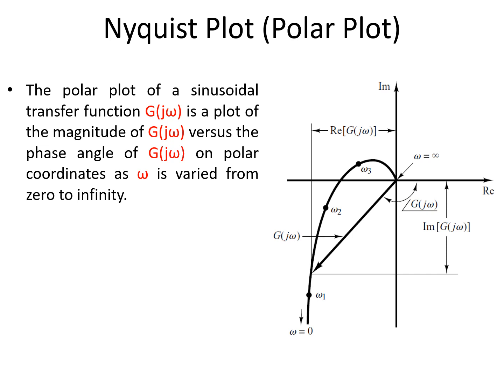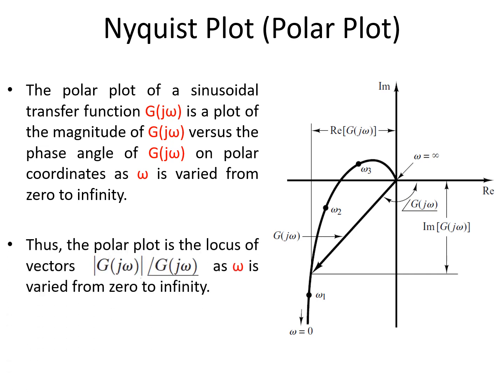This figure shows the plot wherein I have considered a real and an imaginary axis. Here we are going to vary the frequency ω, and with respect to that, we plot the magnitude of the transfer function against the phase value, which is termed the Nyquist plot. Thus the Nyquist plot, or polar plot, is the locus of the vectors of magnitude of G(jω) and phase of G(jω) as ω is changed from 0 to infinity.